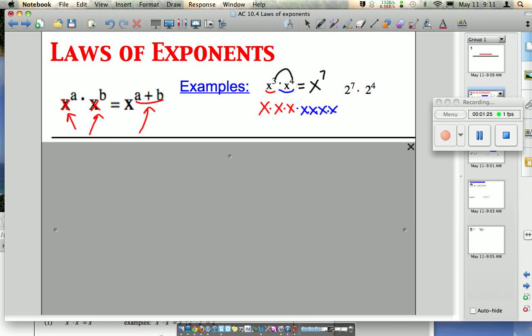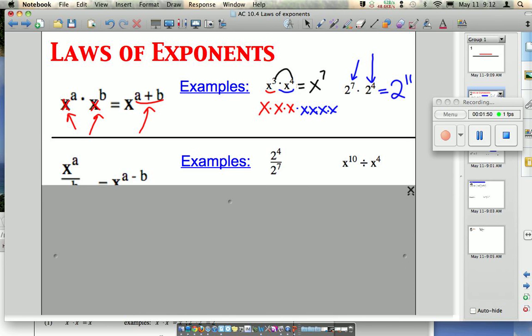This next one, I don't want to waste my time writing out all of these 2's, but I see that there are 7 2's here, and there are 4 2's being multiplied here. So altogether, we have 11 2's being multiplied. So this is 2 to the 11th. And that is simplified because I've written it with fewer numbers and symbols. So let's take a look at the next law. That's the law of multiplying exponents.